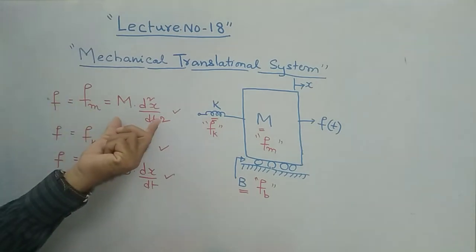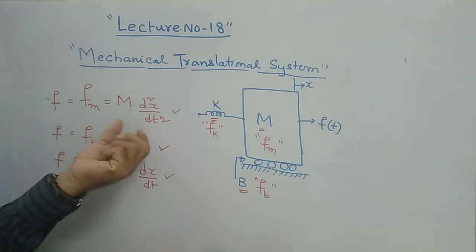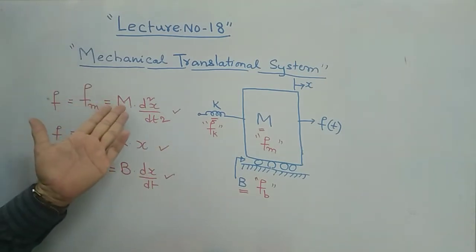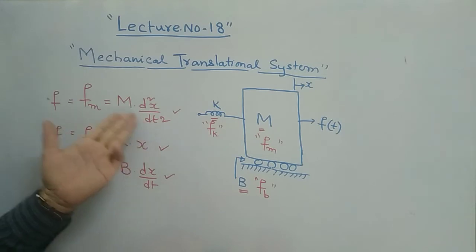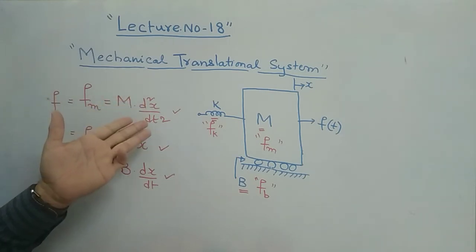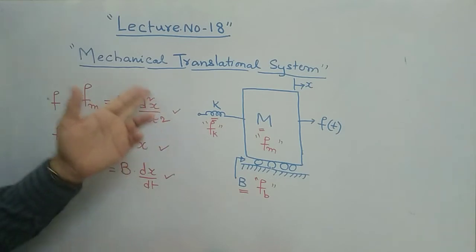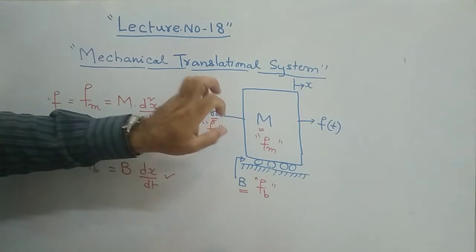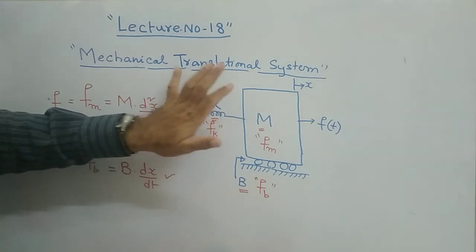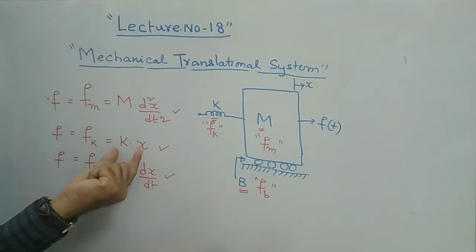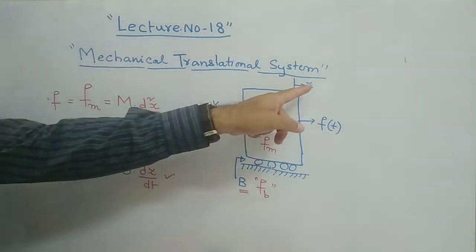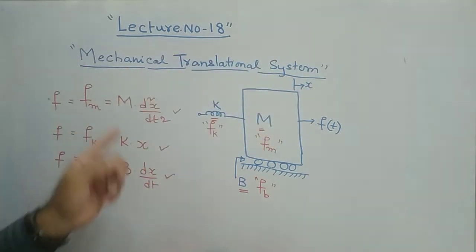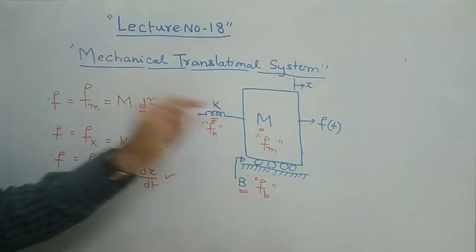Fm is equal to, you must remember, m into d square x by dt square. Wherever Fm comes into your problem, you must remember that Fm is equal to m into d square x by dt square, the mass element into the acceleration a. And wherever the spring constant k comes, the force is simply that constant multiplied by the displacement given, k into x. That is the force offered by the spring constant.